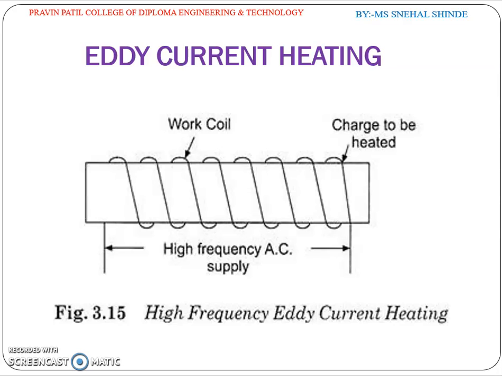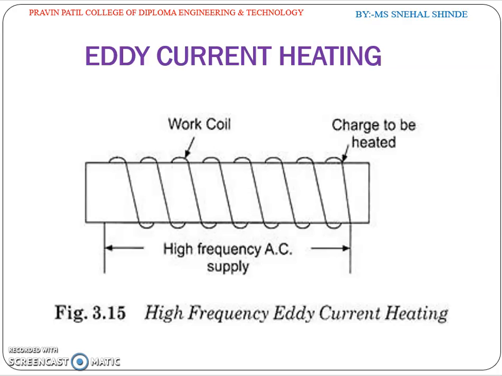The disadvantages of eddy current heating: the system of heating is comparatively costly than other types of heating. Initial cost of equipment is more. Efficiency is less, only up to 40 to 50%. It is difficult to heat to a great depth of the material. Requirement of frequency is very high, from 10 kHz to 400 kHz.